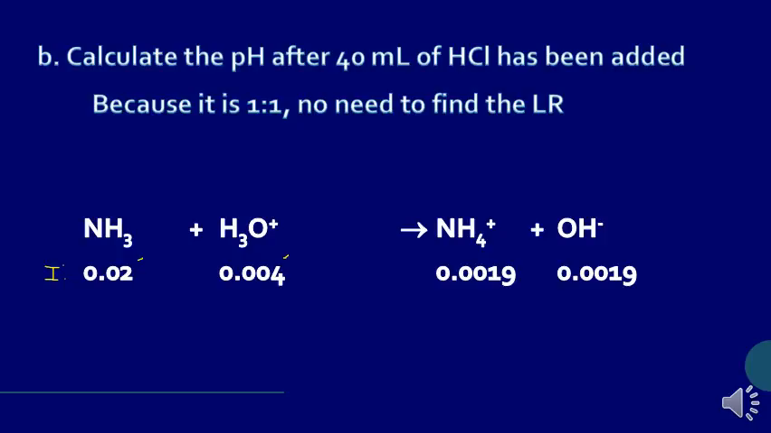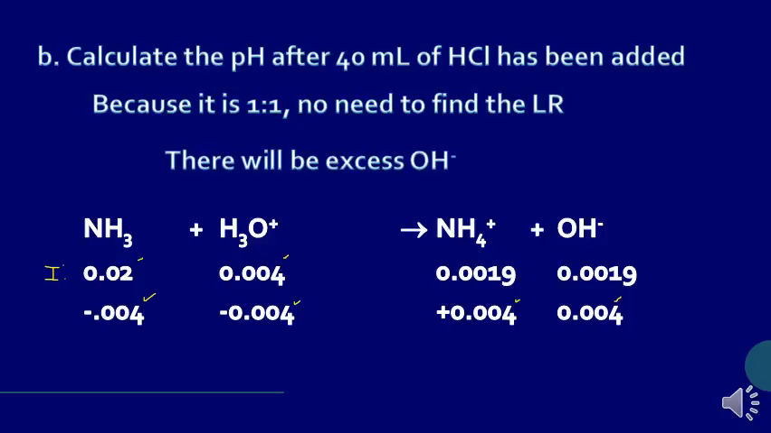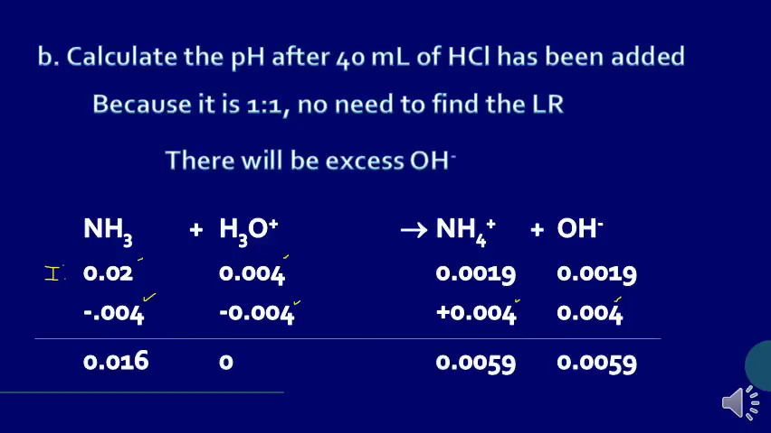This base is going to consume all of the acid. And the products are going to gain that same moles because it's all one-to-one. So as we add this acid, we're going to lose some base. All of this will be consumed. And then each one of the products will gain that number of moles. So that's the change portion. And at the end, we can see that there will be excess hydroxide, not excess acid. So this means we're still in the base zone.